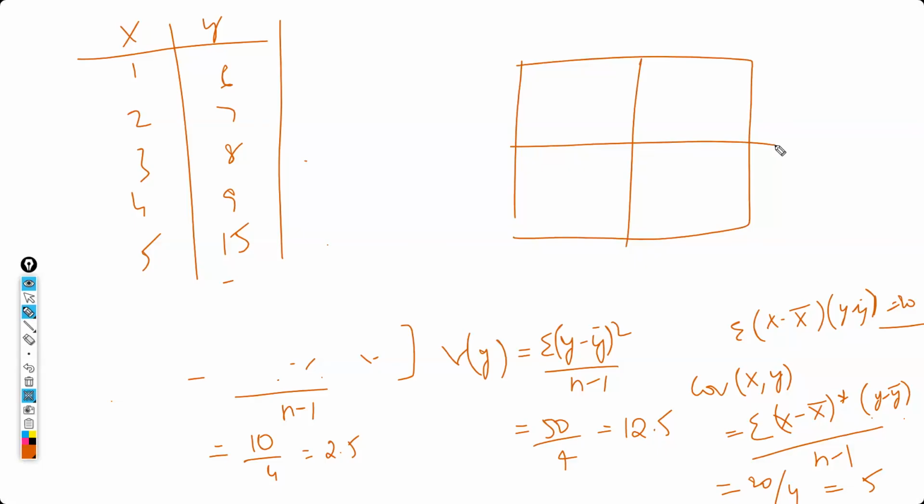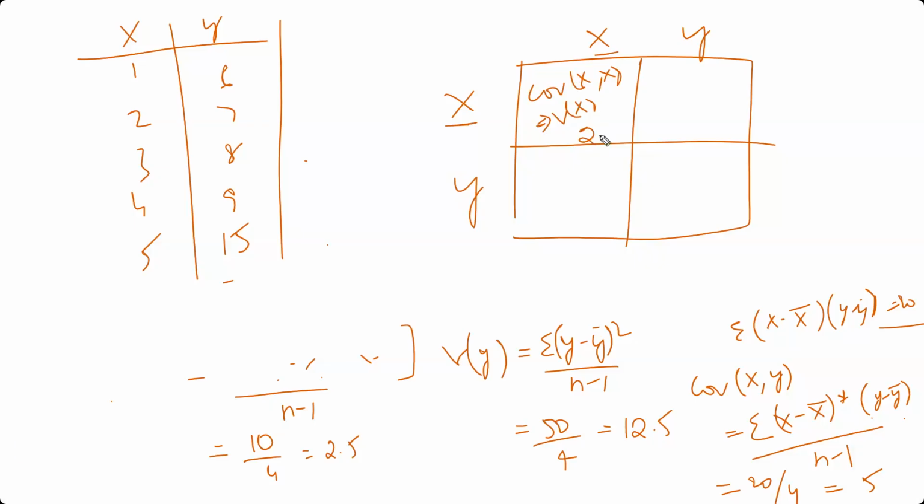However many variables there are, that many rows and columns. On both sides, you take the variables. The first one is covariance of x comma x, because x is there and x is there. Covariance of x comma x is nothing but variance of x: you multiply x minus x bar into again x minus x bar, which is the variance formula. The value in this case is 2.5.